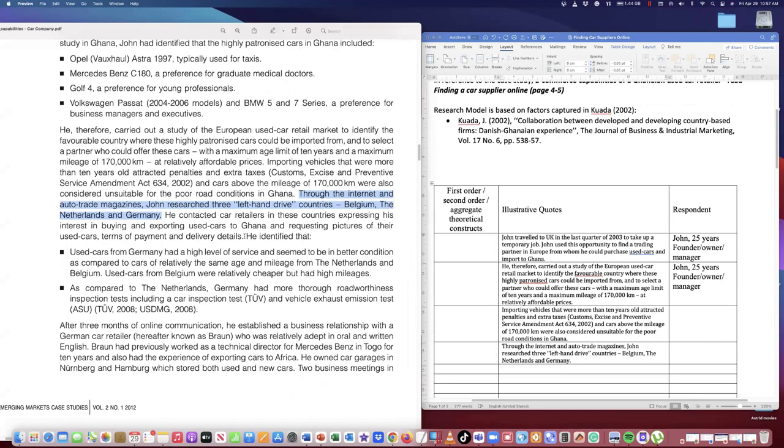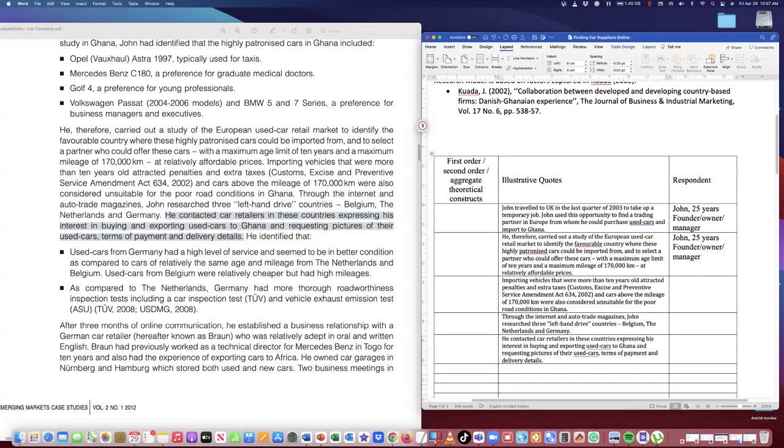Should we capture that one? This is a process, eh? No, prof. You don't need this one. He contacted the car retailers in this country expressing interest in buying and exporting the cars to Ghana and requesting pictures of their used cars. Is it important? No, sir. Yes, sir. This is important because it directs his decision making on the vehicles he would settle on. He contacted the car retailers, the people who are going to choose. He contacted different ones of them online, expressing his interest. You say it's not relevant. It's relevant. This is his first contact with them. Okay, then. It's relevant. He's doing selection here. Good pre-selection.